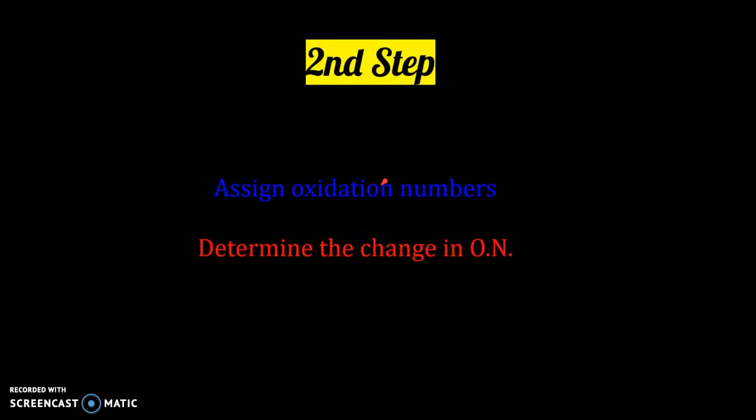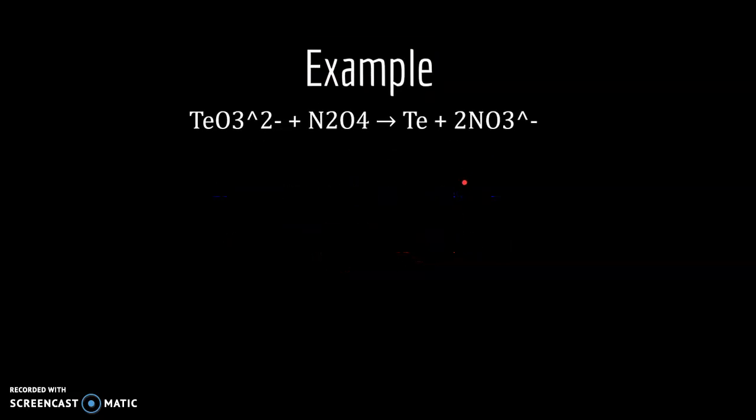Now on to our second step, assigning oxidation numbers and determining the change. Back to our example here. We have TeO3 2- plus N2O4 turns into Te plus 2NO3. First, let's calculate the oxidation number for TeO3 right here. So, Te is X. And then we see that there are 3 O's, and O always has a charge of -2, and the overall charge is 2-. So that's where we get this equation from. Flip the numbers around, we get X equals 4.